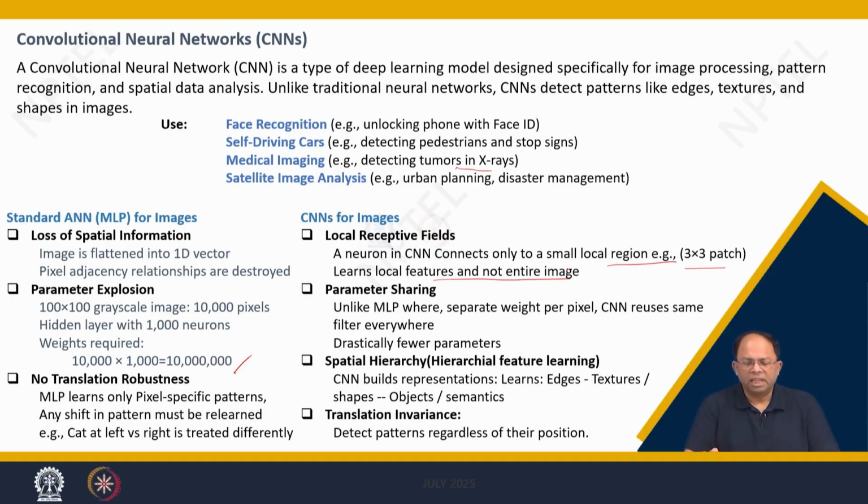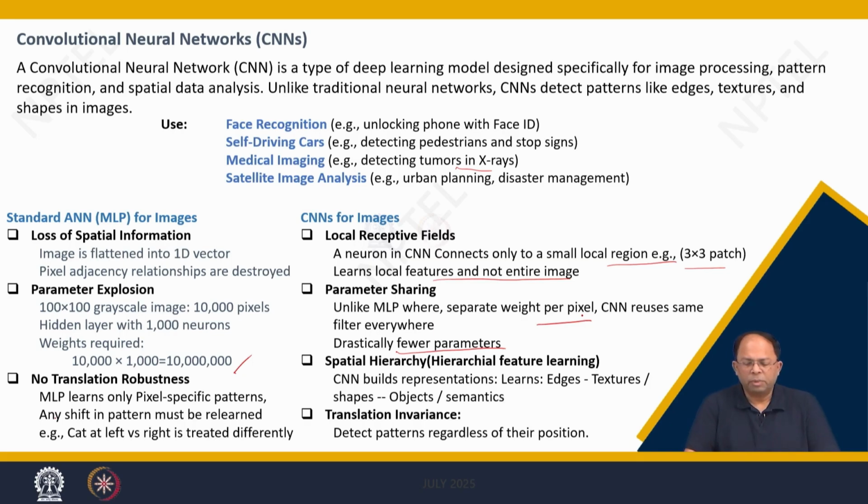The other is parameter sharing. Unlike MLP, where a separate weight per pixel is given, CNN reuses the same filter everywhere. Whenever we use filters in CNN, it is a way to check for patterns in the particular image, and we determine the weights of those functions, and then those same filters are used again and again. That results in a lot fewer parameters, because we are not determining weights for each pixel, unlike in MLP or ANN.